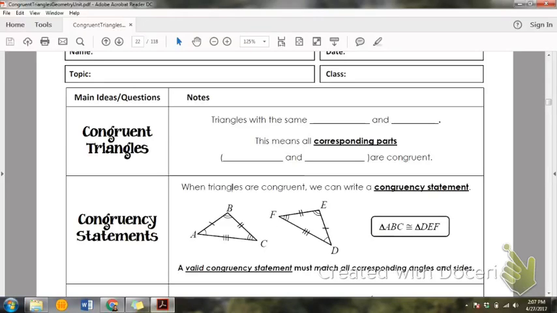So this is lesson 3.6. Congruent triangles.